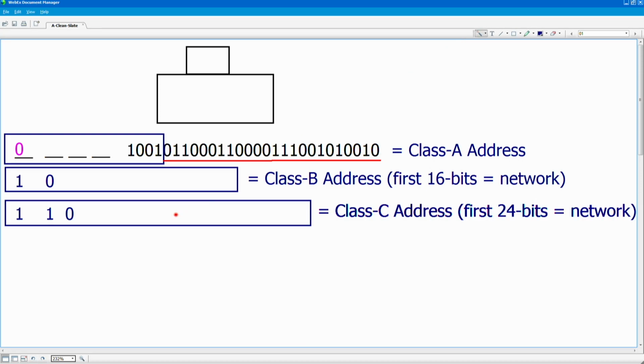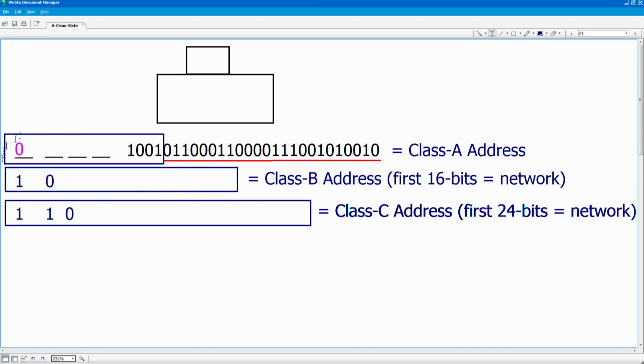So with a Class C, you can see there's even more networks. We've got 2 to the power of 24, so we've got millions and millions of Class C networks available. But each one of those Class C networks only has 8 bits left over for host space. And we know that the all zeros and the all ones hosts are reserved. So that means we've got 254 hosts for each Class C network. So those are all the networks that were designed for unicast transmission, for one-to-one transmission.